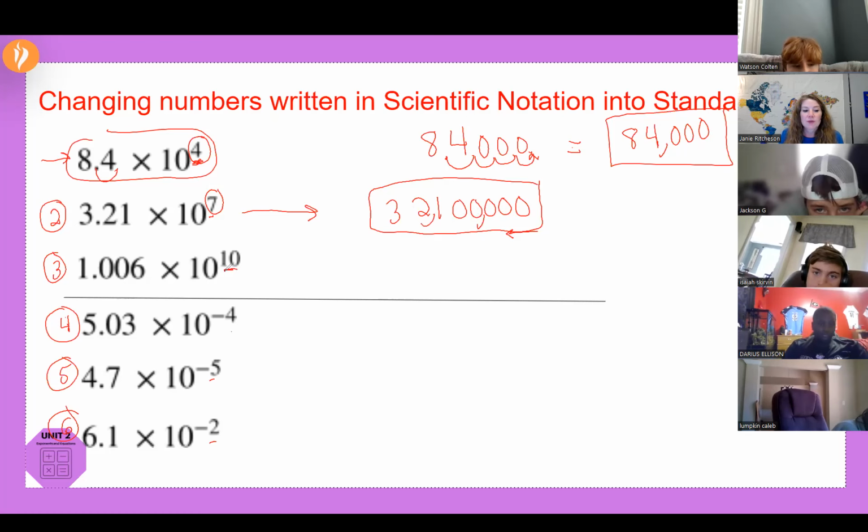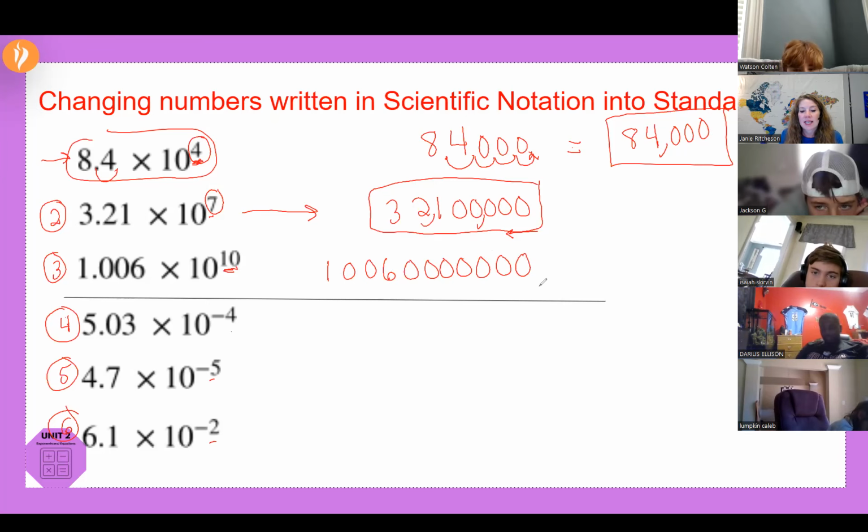All right, what about the next one? We're going to move our decimal 10 spaces. Well, I know I have these 4 digits at the front. I'm going to move that decimal from here. 1, 2, 3, 4, 5, 6, 7, 8, 9, 10. Now it's a lot easier for me if you do put the commas in there, but they're not required. They are just requested if you know where they go. Okay. So 10 billion, 60 million.